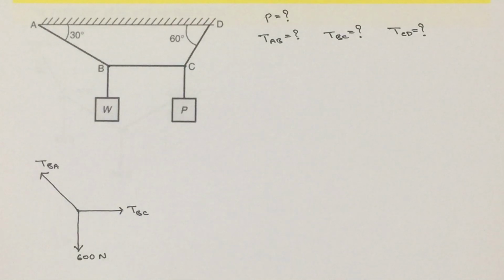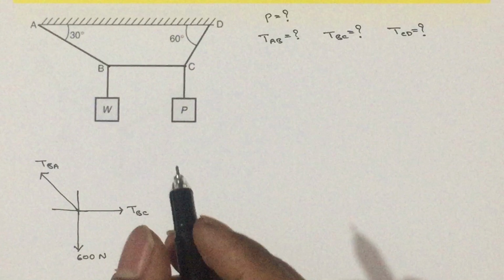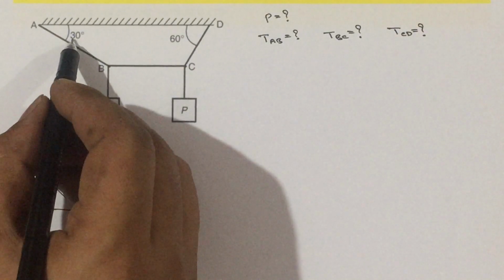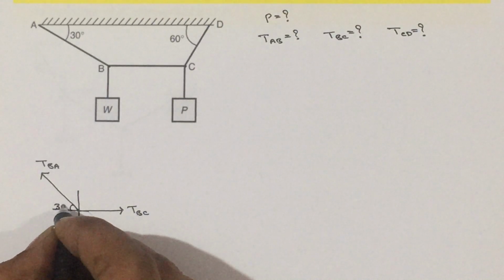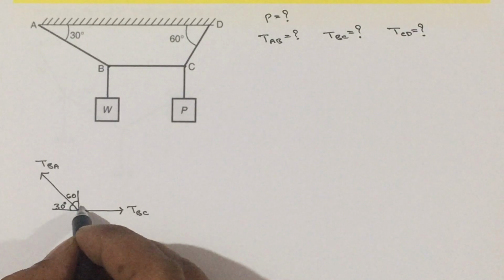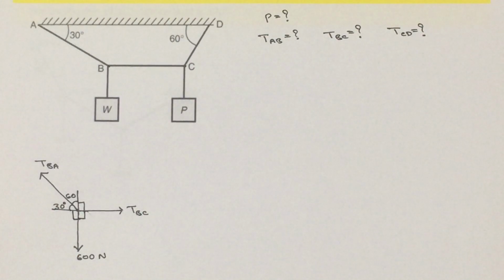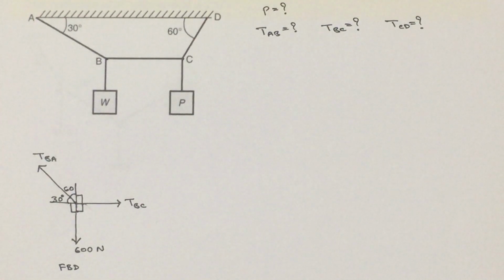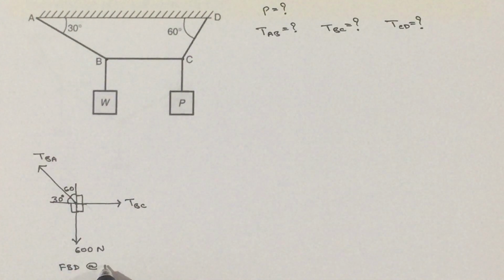Then we need angles. For that, draw a plus mark. Then this AB member is forming 30 with respect to horizontal. So, write 30 with respect to horizontal. Then this will become 60. This is 90, 90 and this one is 90. So, this is the free body diagram at B point.